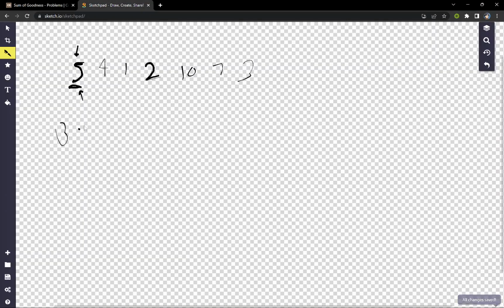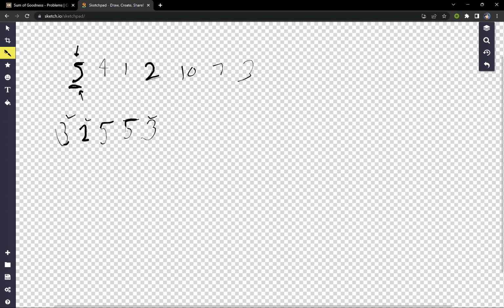3 2 5 5 and 3. Now for this three there should be at least two numbers which are less than it. Are there? No. For this two there should be at least one number which is less than it. Are there? No. For this 5 there should be at least 4 numbers which are less than it. There are only 3 numbers.